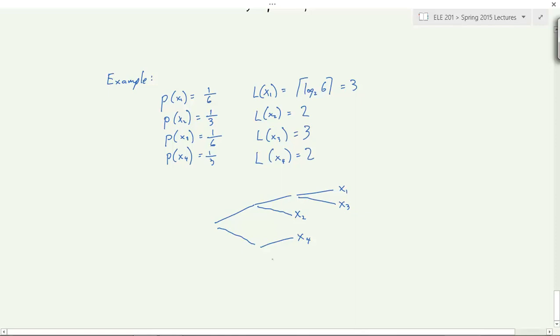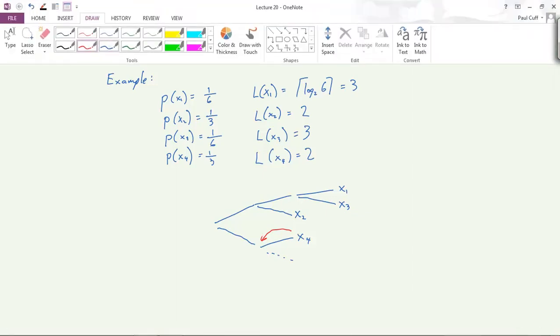But obviously, we're not being efficient. We wasted something here, right? I mean, why would we not just shorten that code word? That's what it means to not satisfy Kraft with equality. So it's an okay code, but it's certainly not optimal. You can just improve it. And the final thing is that the Huffman codes are actually optimal.